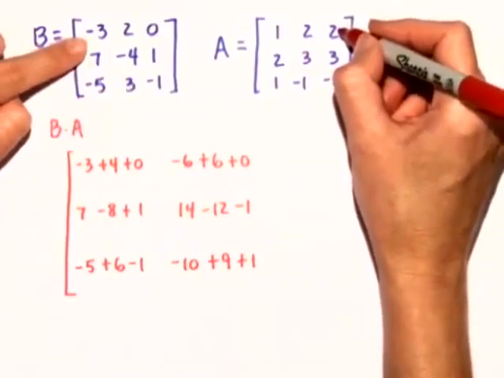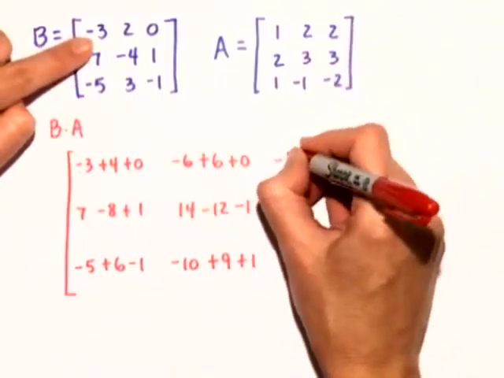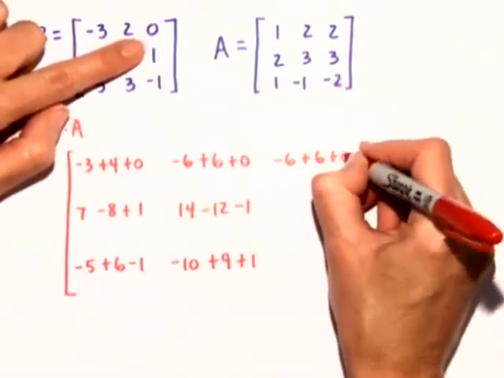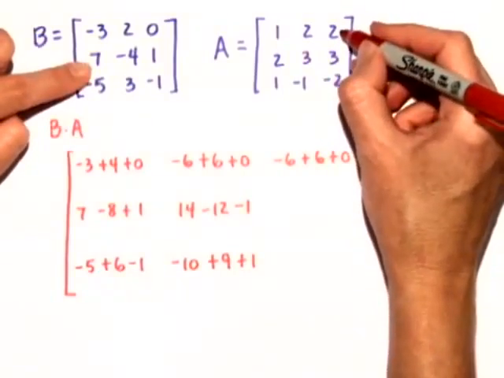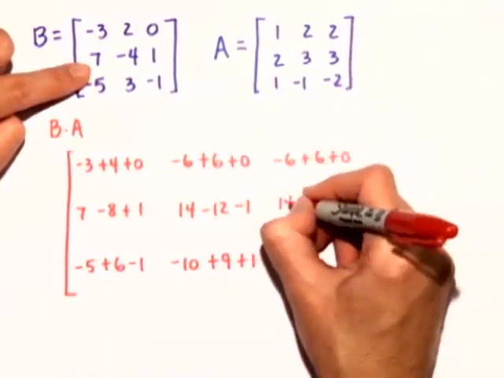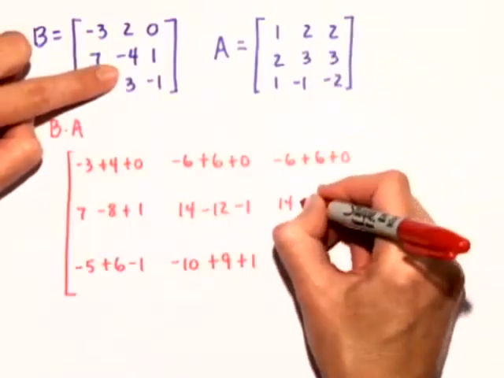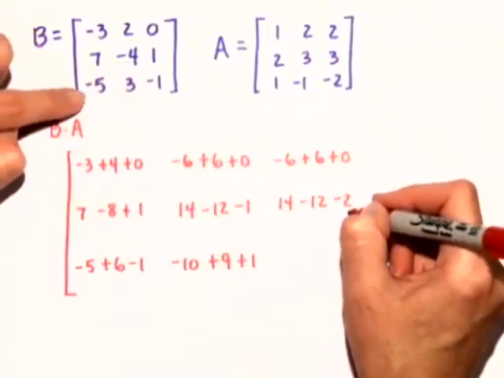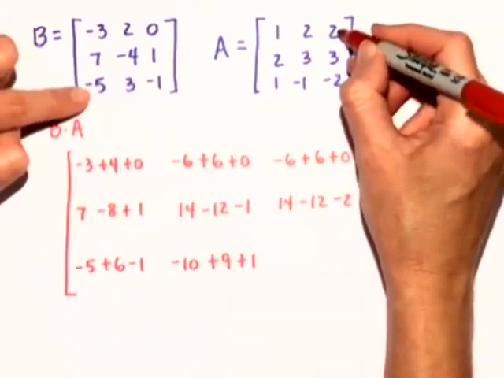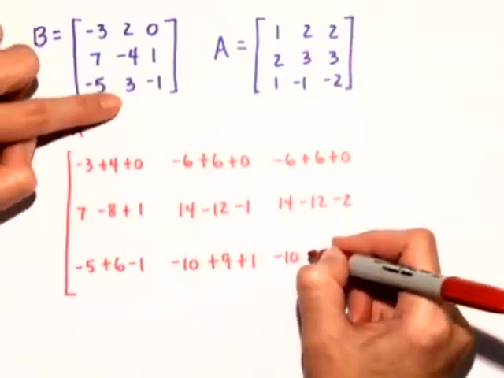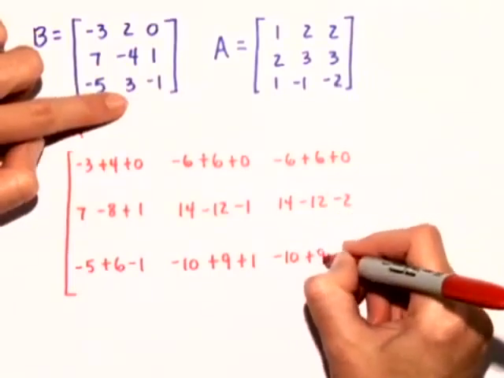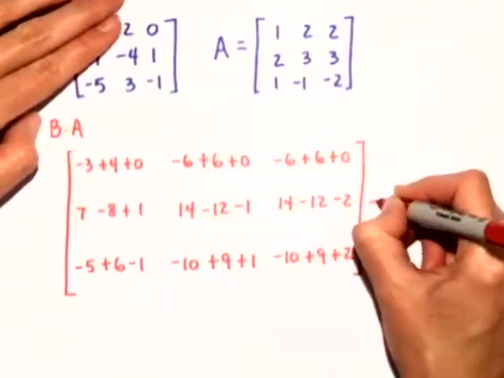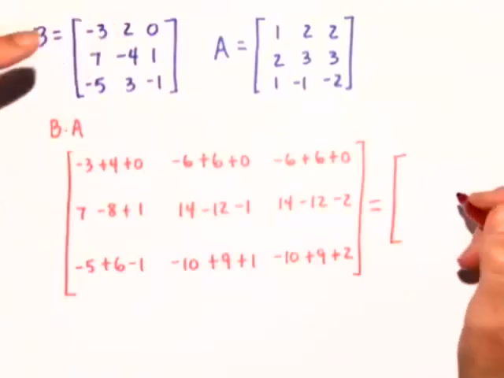Row 1 times column 3. Negative 3 times 2 is negative 6, plus 2 times 3 is 6, plus 0 times negative 2 is 0. Row 2 times column 3. 7 times 2 is 14, plus negative 4 times 3 is minus 12, plus 1 times negative 2 is minus 2. Now row 3 times column 3, I have negative 5 times 2 is negative 10, plus 3 times 3 is 9, plus negative 1 times negative 2 is plus 2. And when we simplify this, we get the 3 by 3 matrix.